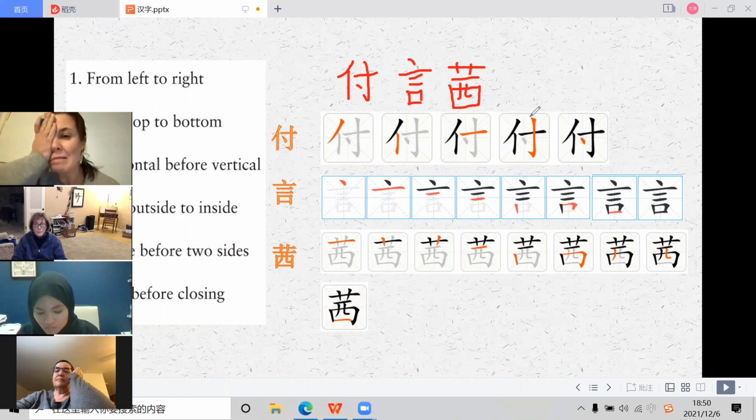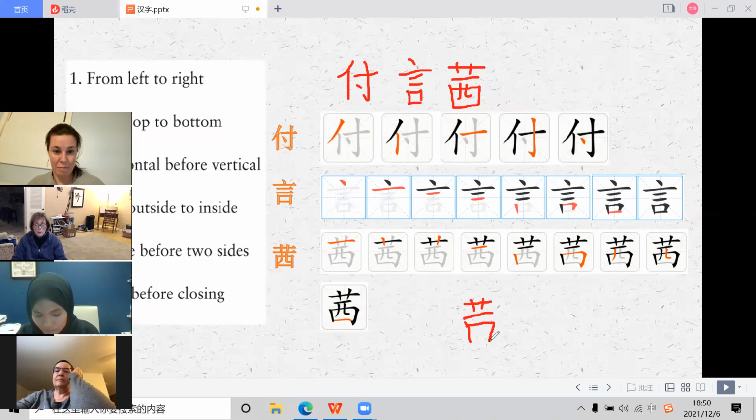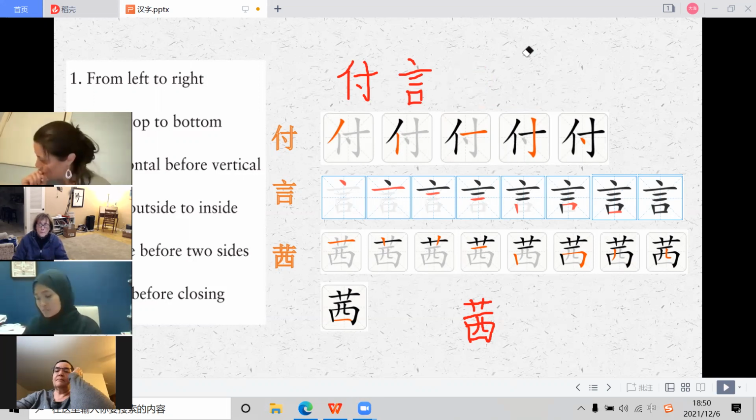Can you do that last one again? This one: heng, dian, dian, heng, shu, heng, zhe, gou, 撇, 横折, 横. This is not correct. Okay, let's go on.